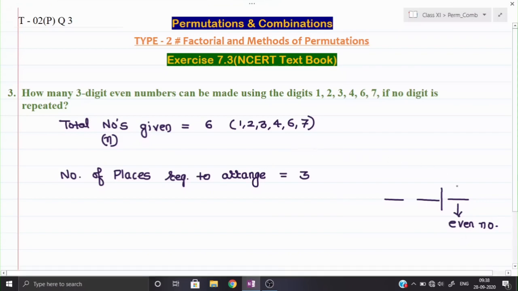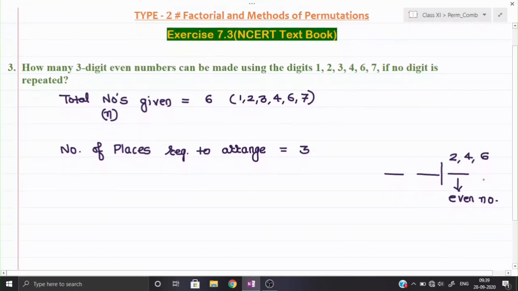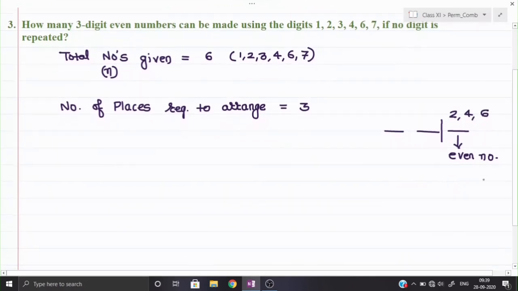Here it can come either 2, 4 or 6. 3 numbers can come, right? And similarly, on the remaining 2 places there is no restriction. So here which numbers can come? 1, 2, 3, 4, 6 or 7. Any number can come. So suppose if I talk about first the even number here, how many numbers do I have? 3 numbers.